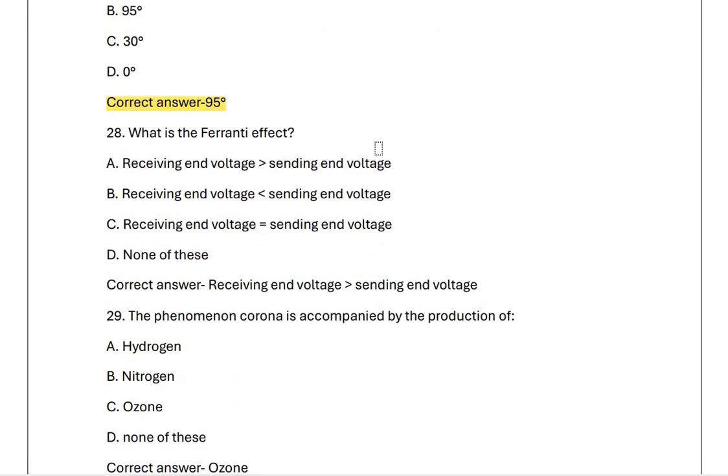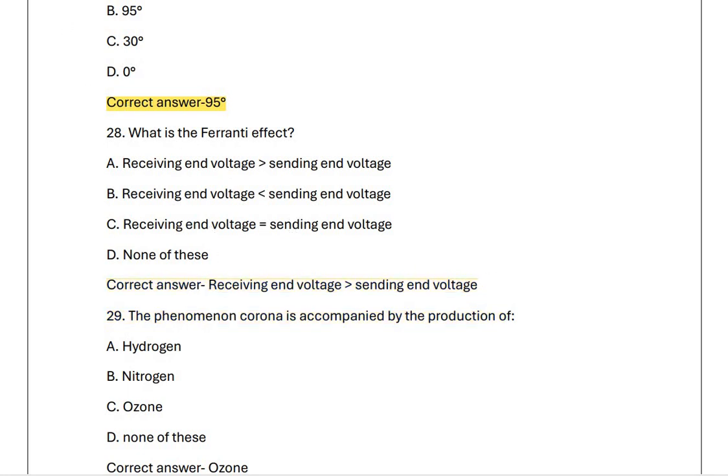28. What is the Ferranti effect? A. Receiving end voltage greater than sending end voltage. B. Receiving end voltage less than sending end voltage. C. Receiving end voltage equals sending end voltage. D. None of these. Correct answer: receiving end voltage greater than sending end voltage.